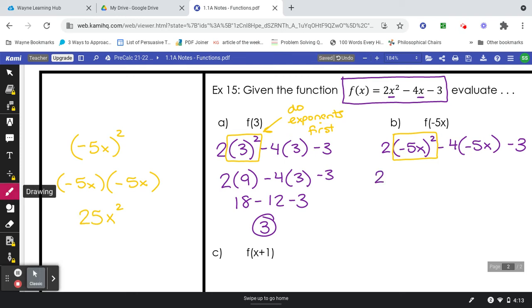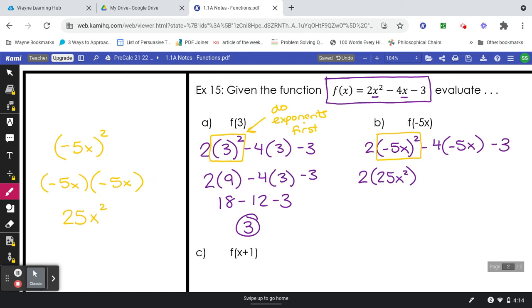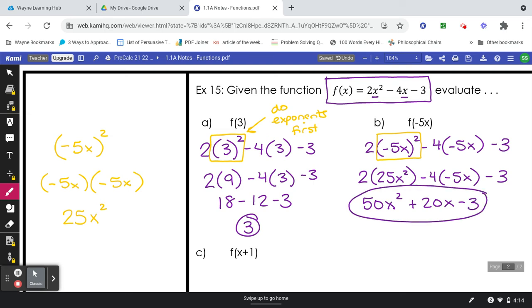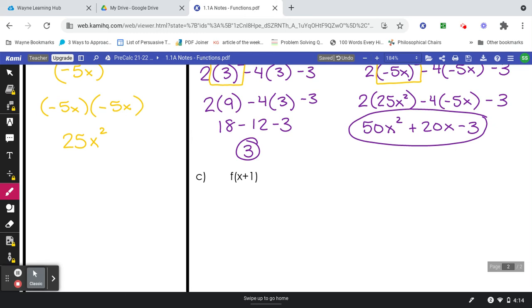Then I can just bring that over into my equation, 25x squared. We'll bring everything else down. Or if you want in that step, you could multiply those. And then we'll multiply. And minus 3. And there's our final answer for that. No like terms at the end there.